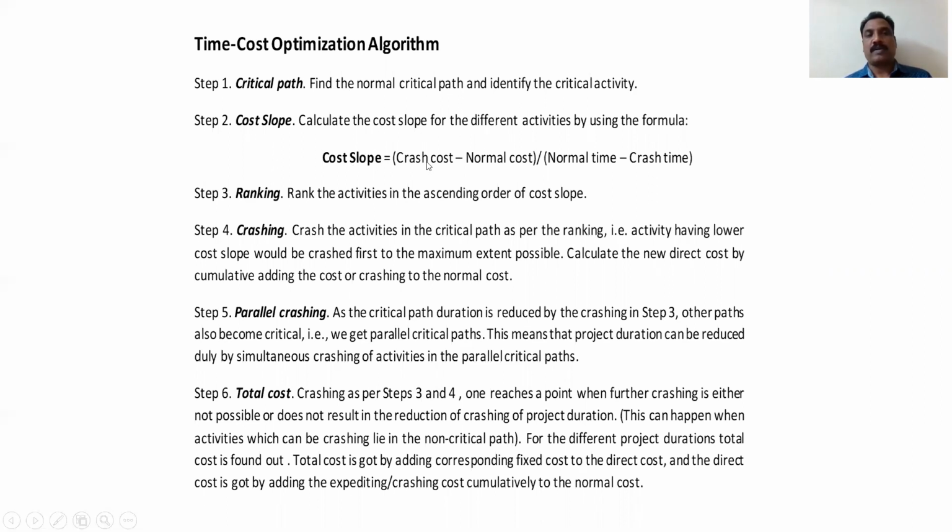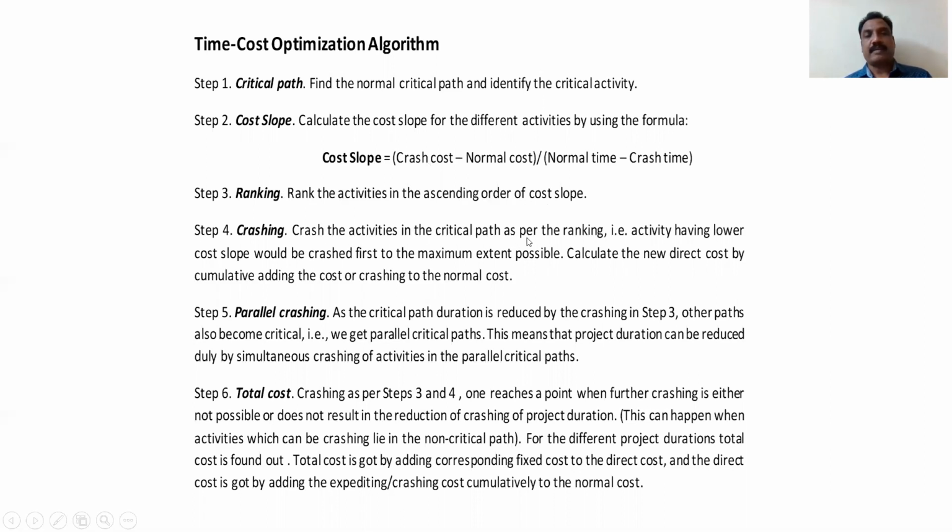Cost slopes for all the activities, not only critical, all activities. That is by using the formula: crash cost minus normal cost by normal time minus crash time. Then you rank the activities in ascending order of the cost slopes, just based on the cost slopes.